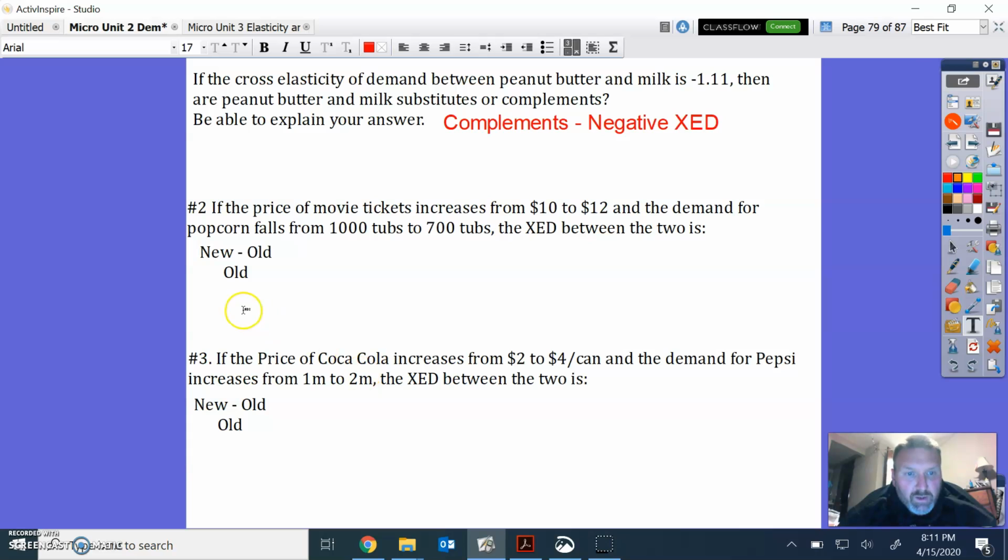Now, remember, the way to determine percentage is to go new minus old over the old, okay, for both things here. So, for instance, for popcorn here, I would go, the new is 700 minus 1,000 over 1,000, okay, right? And that will give me my percentage change at that point. Where right below it would be the new is 12 minus 10 over 10, right? So make sure we're clear on that point.